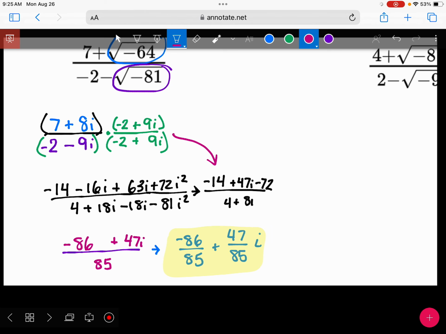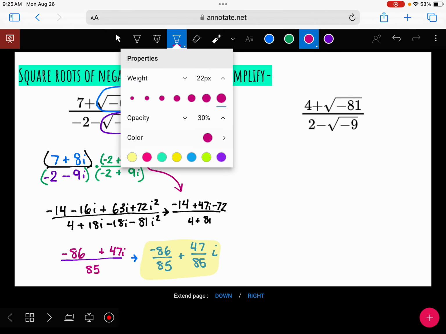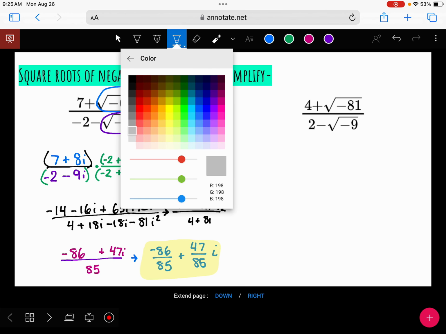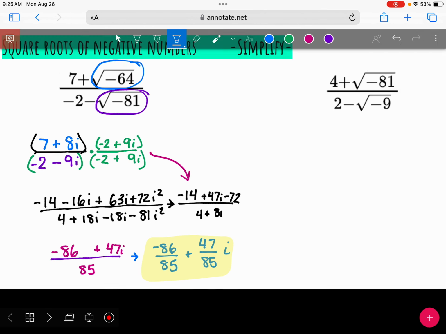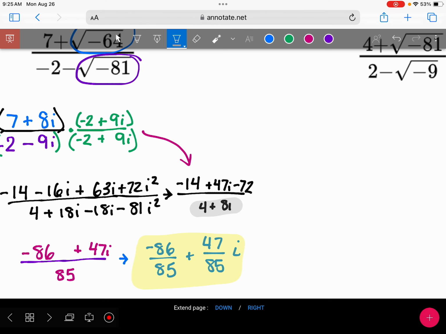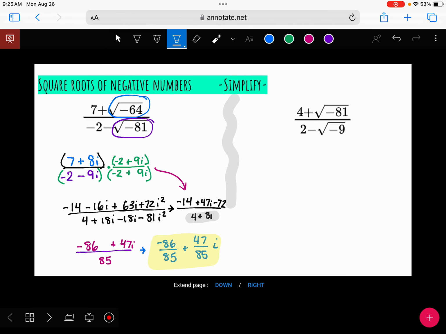Questions on any of those pieces? I know it was a whole lot of stuff. What's up? That came from our 4 plus 81. Just drawing a barrier between those two so I don't wind up crashing into it, because we're going to do the right one in almost exactly the same way. We're going to write it in terms of i's, multiply by the conjugate, and simplify.